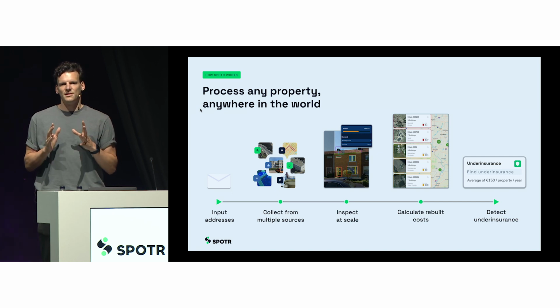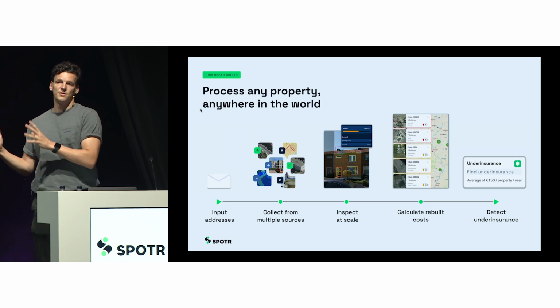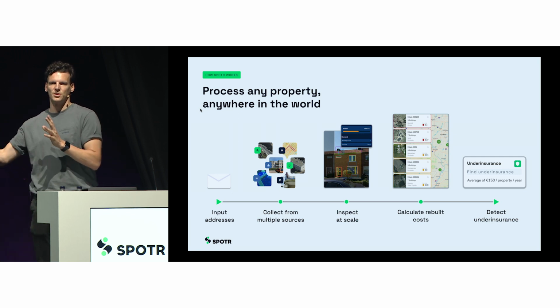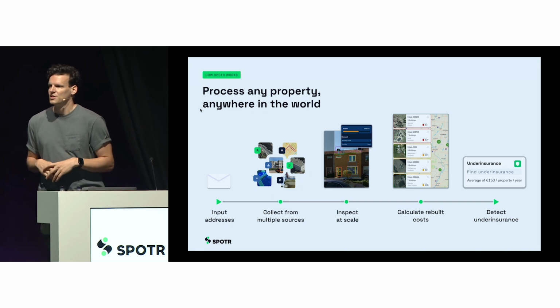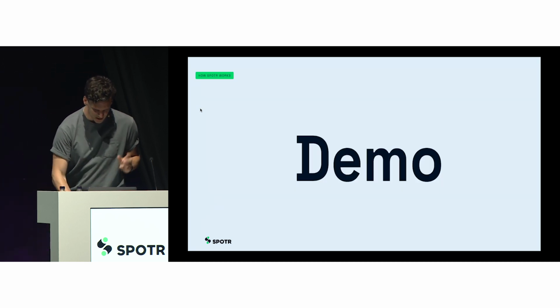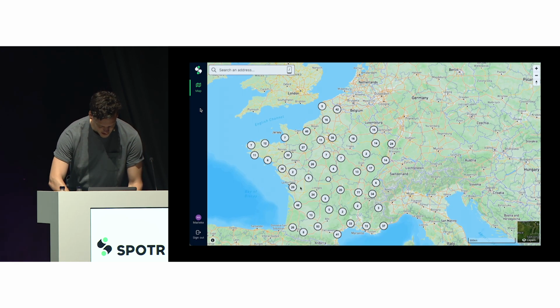Once we have all of that data, we can match that against reinstatement costs and detect if there's underinsurance by comparing it to your existing sums insured. We will give back that information through an API so that you can take action. But now to just show you, one second.